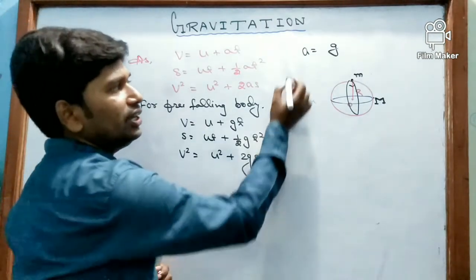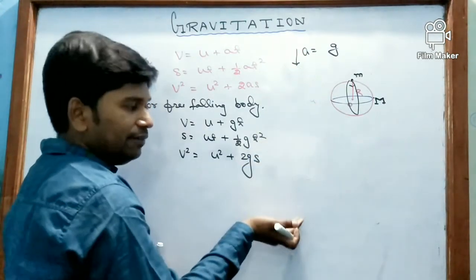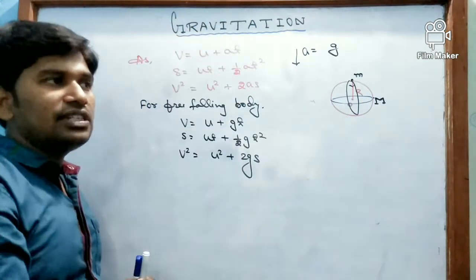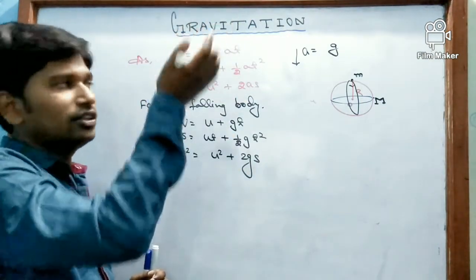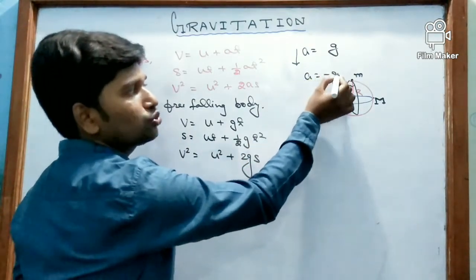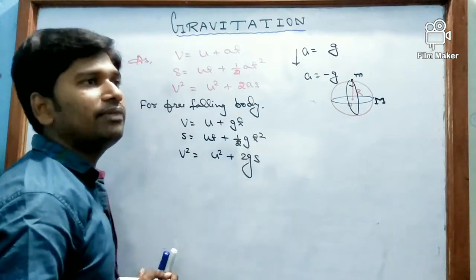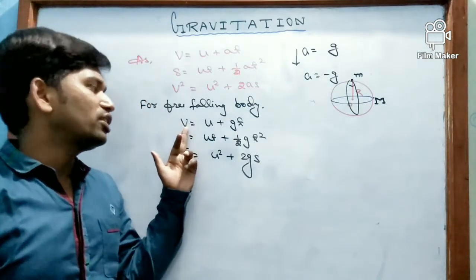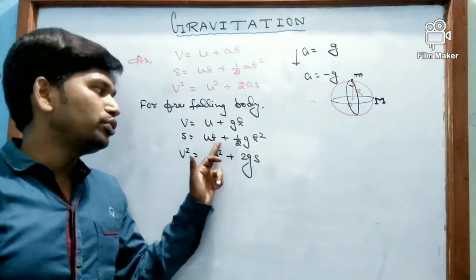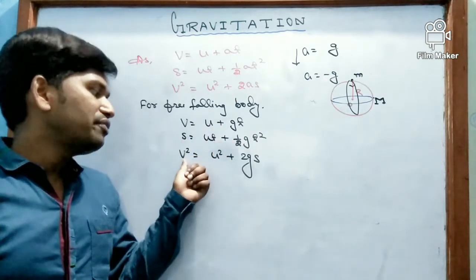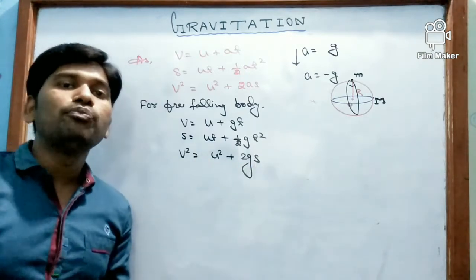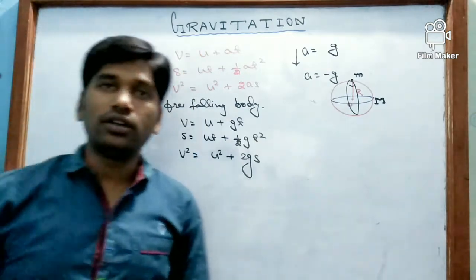Similarly, if the body moves upward, that means if we throw the body upward, away from the center of Earth, then a changes to minus g. So acceleration due to gravity becomes negative. And similarly we put this value: v equals u minus gt, s equals ut minus half gt square, v square equals u square minus 2gs, for when the body moves vertically upward.